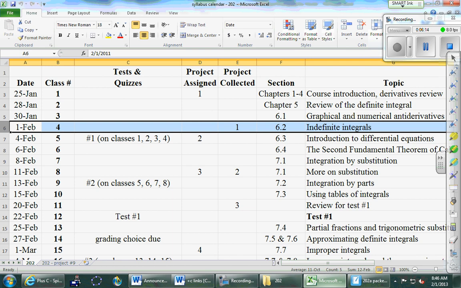And this weekend, enjoy, because on Monday, we have our quiz, and then project 2 is assigned. So this is the little calm before the storm. Our very first quiz is on classes 1 through 4, everything up through and including today. That's on Monday. Any questions on the calendar?